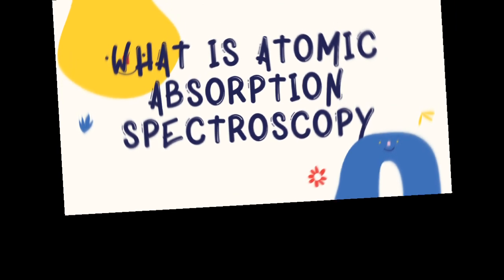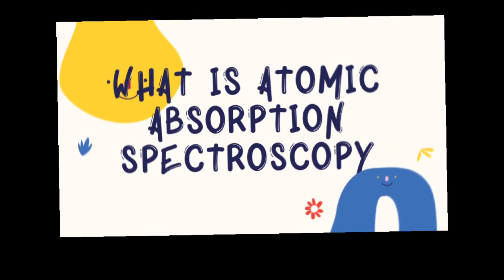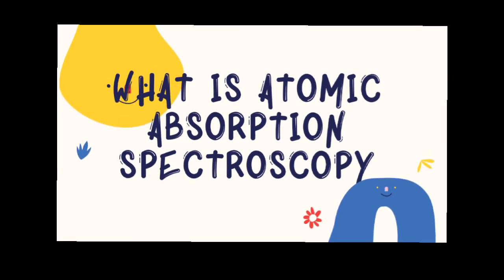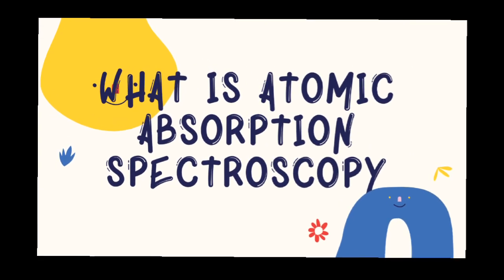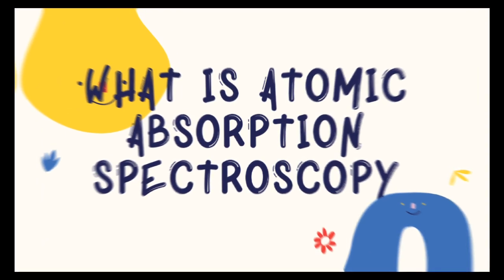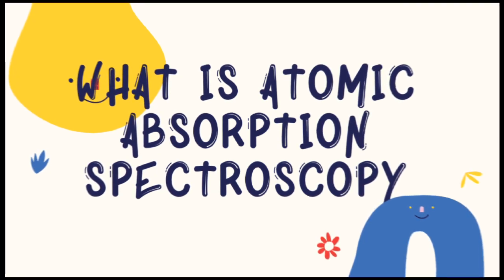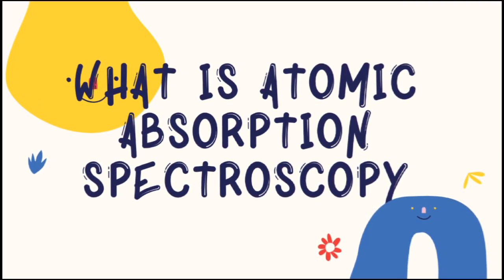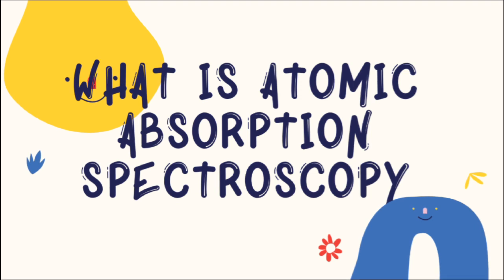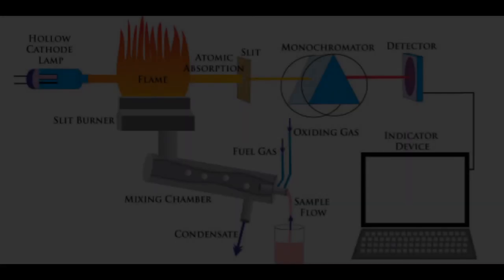What is atomic absorption spectroscopy? It is also called AAS, and it is a technique for measuring the concentration of metallic elements in different materials. As an analytical technique, it uses electromagnetic wavelengths coming from a light source. Distinct elements will absorb this wavelength differently.